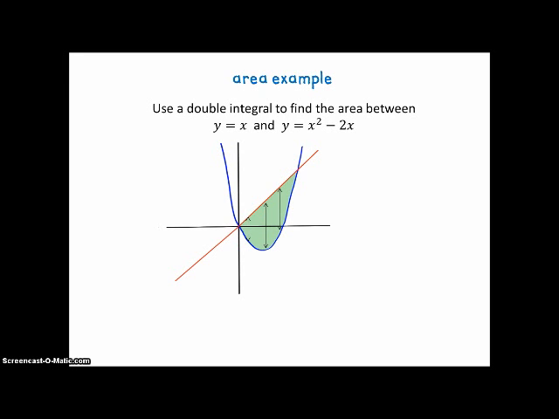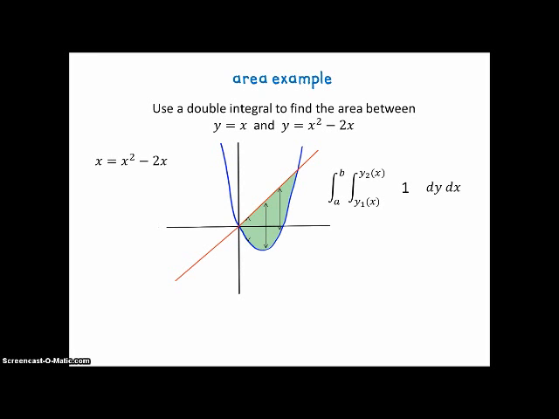So this is vertically simple because we can always move from the blue curve to the red curve vertically. We wouldn't be able to do that horizontally. So here's our integral. We're going to integrate with respect to y first. And we're going to make our z value 1 so that the volume is numerically equivalent to the area.